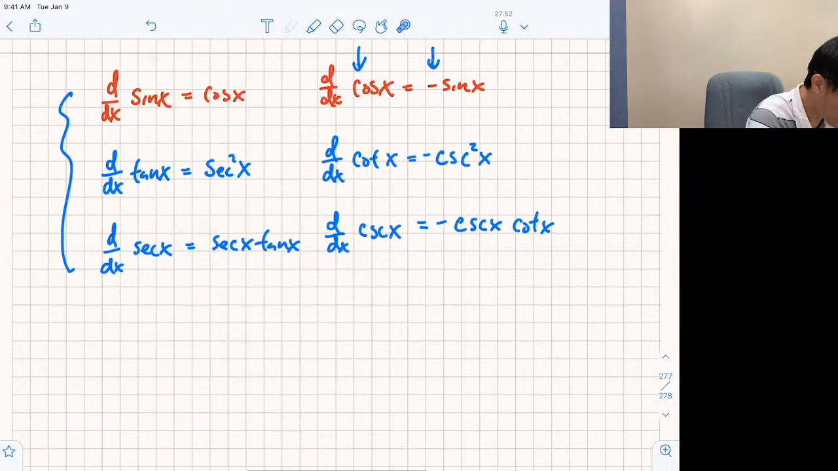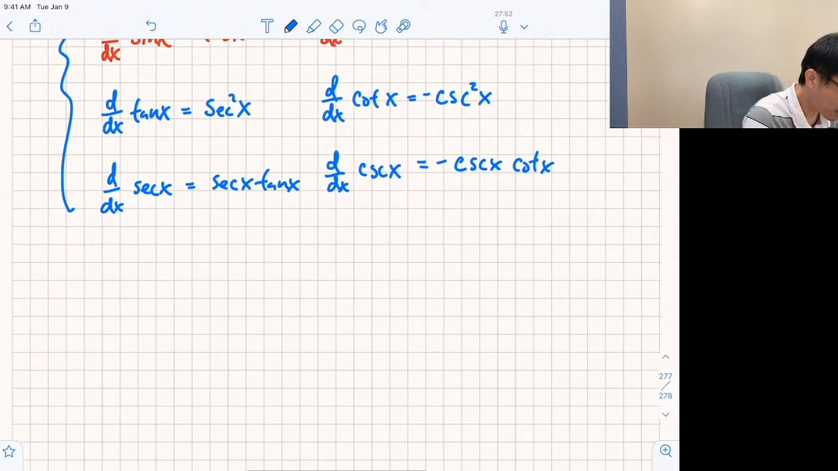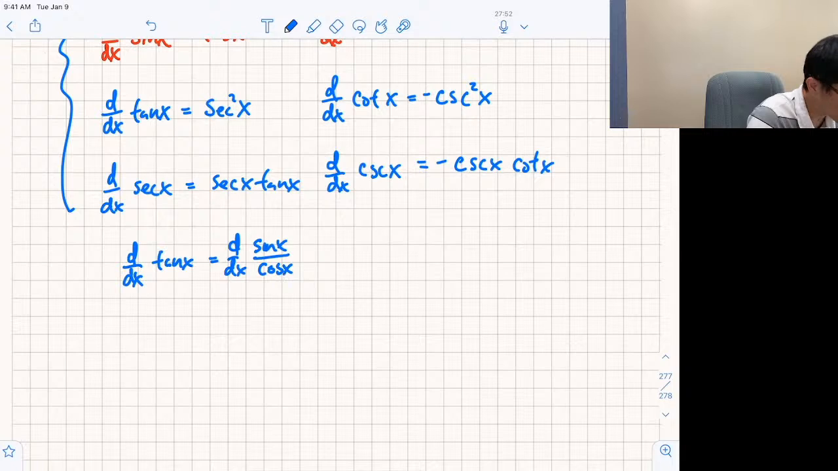Now I'm going to show you how to take a derivative. How do you get secant squared of x? How do I know it's secant squared of x? If I had d/dx of tan of x, it's the same thing as taking the derivative of sine of x over cosine of x, would you say?